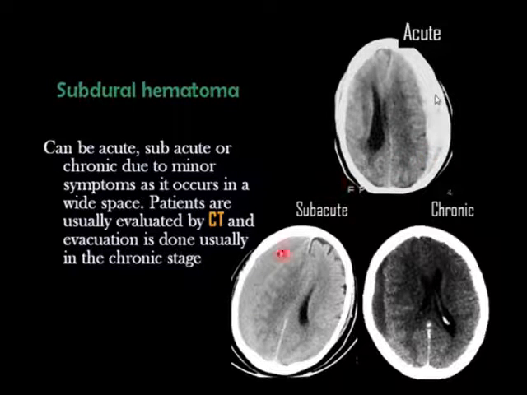In the subacute stage, it will be isodense like this. You see, this is not normal brain tissue. This is a lesion compressing the normal brain tissue. And in the chronic stage, it will look like CSF. It will be darker, so it will be hypodense. So the density changes with age of the subdural hematoma: at first it will be hyper, then iso, then hypodense.